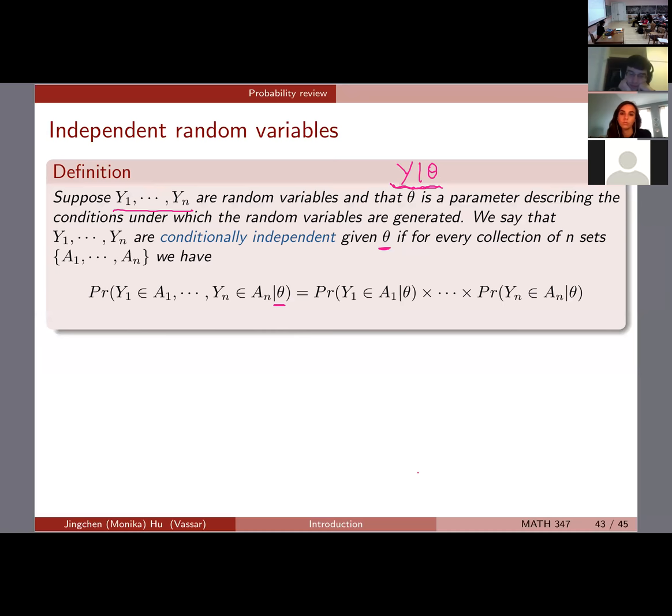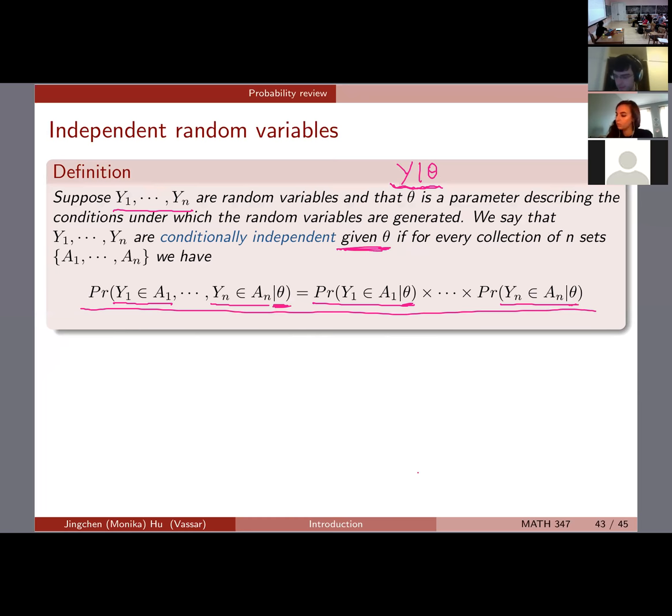So let me just define it. Suppose y1 to yn are random variables and theta is just a parameter describing the conditions under which we can generate the random variables. So we say y1 to yn are conditionally independent given theta if, given theta, the joint probability that y1 belongs to A1, y2 belongs to A2, and yn belongs to An can be factored into the product of all of the marginals. So given theta, we call them conditionally independent given theta. Okay? This is one thing.